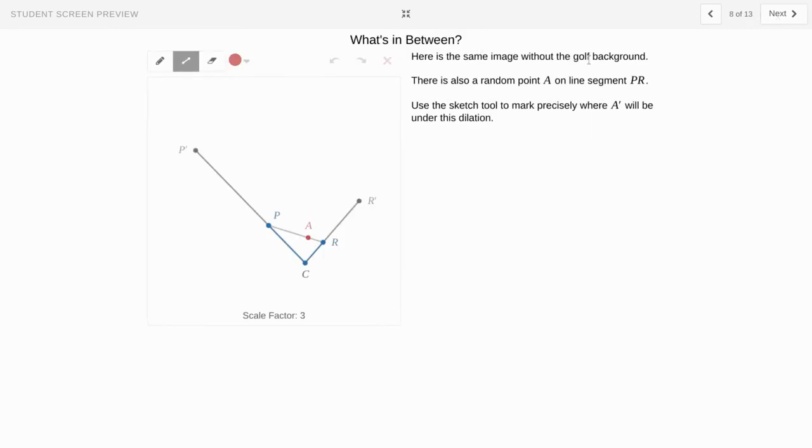So here's the same image without the golf background. There's also a random point A on line segment PR. Use the sketch tool to mark precisely where A prime will be under this dilation. So try that out.